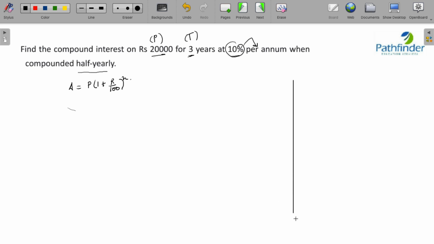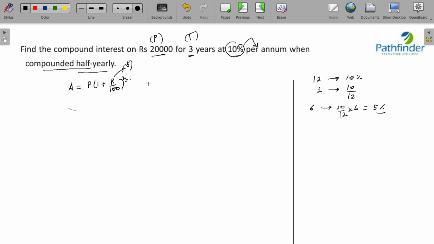How will we calculate the rate for the period of compounding? We'll simply do this calculation. For 12 months, the rate is 10%. We need to calculate the rate for 6 months. By the direct variation rule, the rate for 1 month is 10 by 12, and the rate for 6 months will be 10 by 12 into 6, which is equal to 5%. I hope you understood that very simple calculation for the rate for the period of compounding. So now for r we will plug in 5.